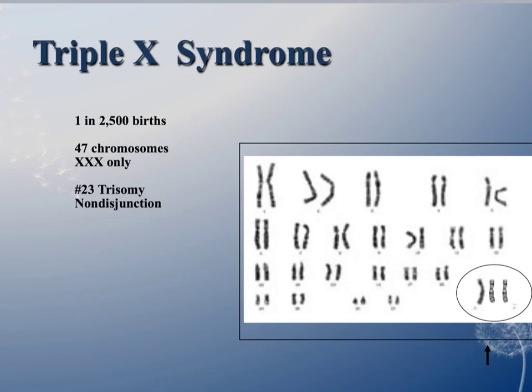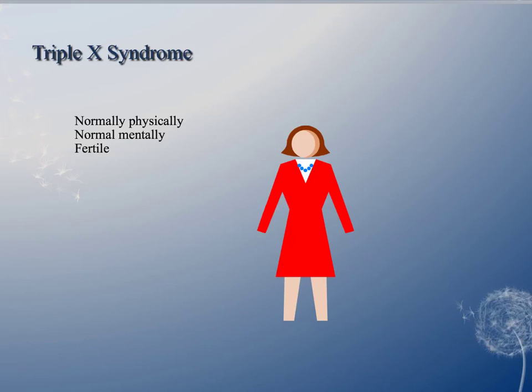I already showed you triple X, but basically you have 3 X chromosomes. It's going to happen only in females. This is a nondisjunction, so those chromosomes not separating correctly. I pointed out before that they are pretty normal physically, mentally, and they are fertile. You would not know unless you actually saw a karyotype of your chromosomes.